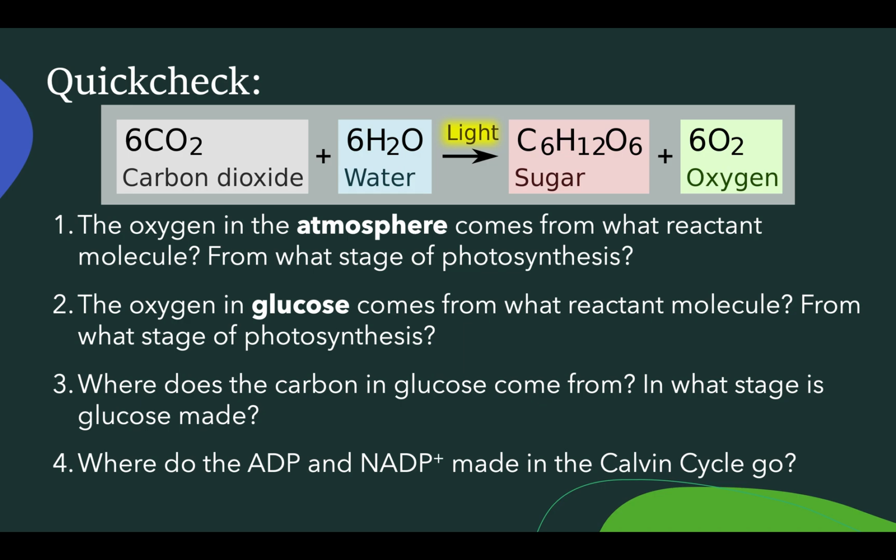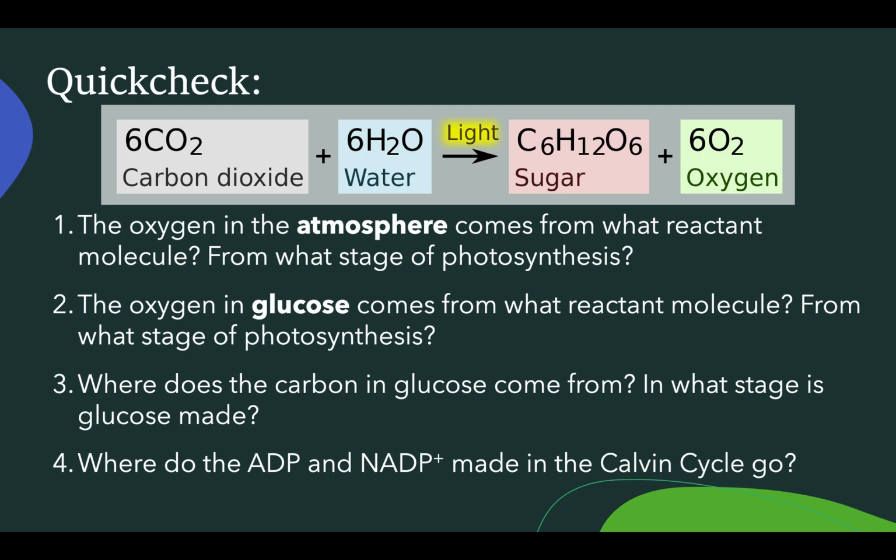And before I leave you, I want to do a quick check. So here is our overall chemical reaction for photosynthesis, because we've reached the end. And I want you to ask yourself if you can answer these things. So you're going to pause and see if you can answer. Where does the oxygen in the atmosphere come from? Okay, so where does it come from? It comes from the splitting of water. During what stage of photosynthesis? The light reactions.